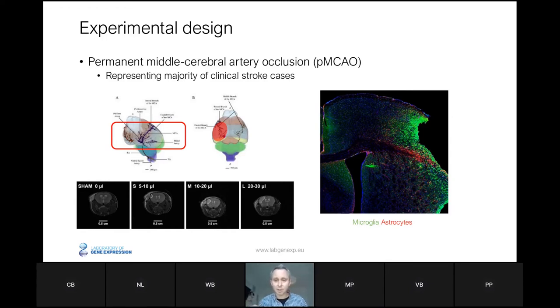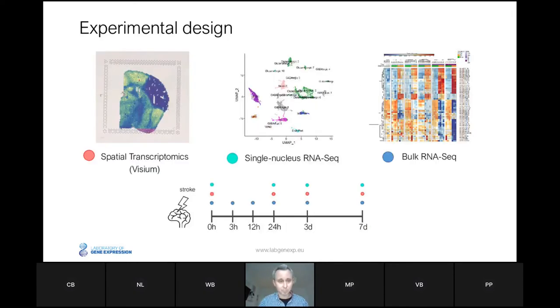And here you can already see the importance of the glial cells in these processes. Here, microglia were labeled, seen in green, and astrocytes in red. So you can see how they are actually accumulated around the lesion site.